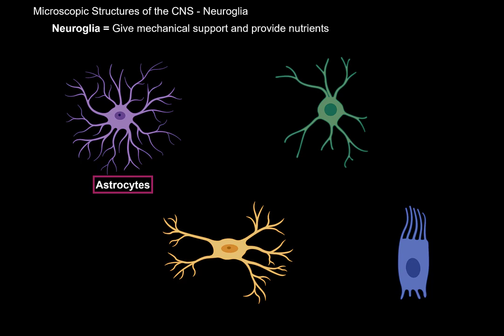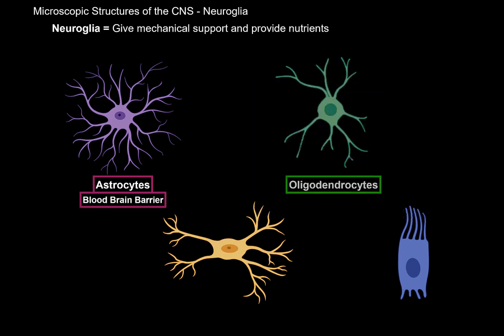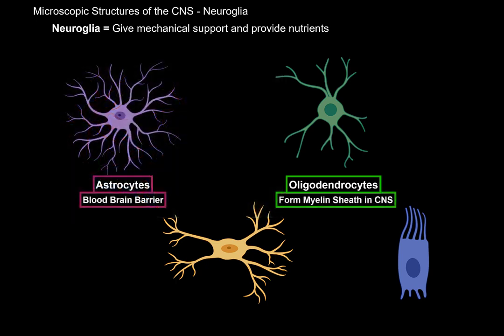These astrocytes have long projections that wrap around the blood vessels within the central nervous system, and they form the so-called blood-brain barrier. Then we have oligodendrocytes, which are responsible for myelination of the nerves in the central nervous system. Remember, in the peripheral nervous system, we have Schwann cells, and in the central nervous system, we have oligodendrocytes. So that's that one, forming a myelin sheath.